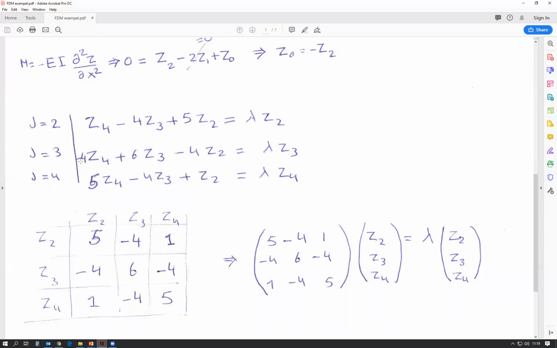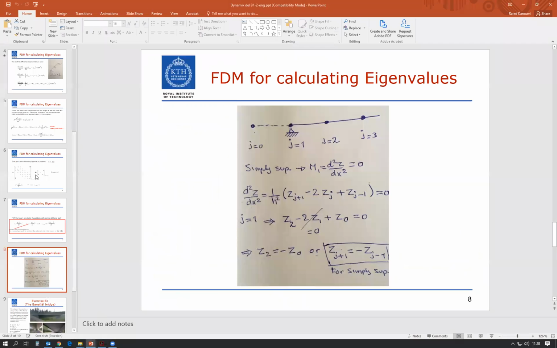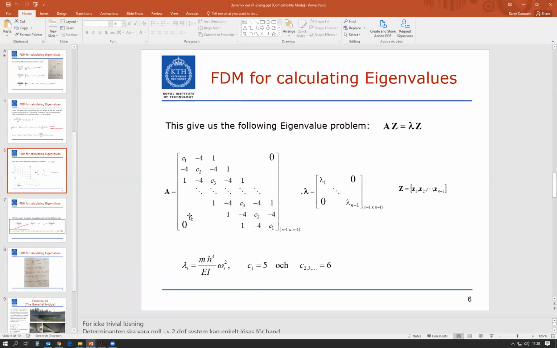Okay, and here, minus 4 Z4, plus 6 Z3, minus 4 Z2. And here, 5 Z4, minus 4 Z3, and 1 Z2. Okay, so this can be written like this. And this is the matrix that we saw before. Here, this is exactly that matrix, where the C1 is always 5 and the C2, C3 always 6.